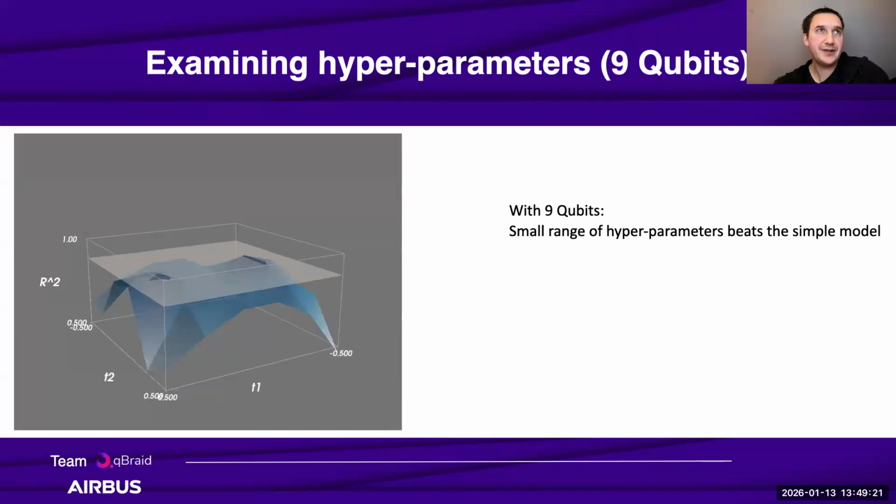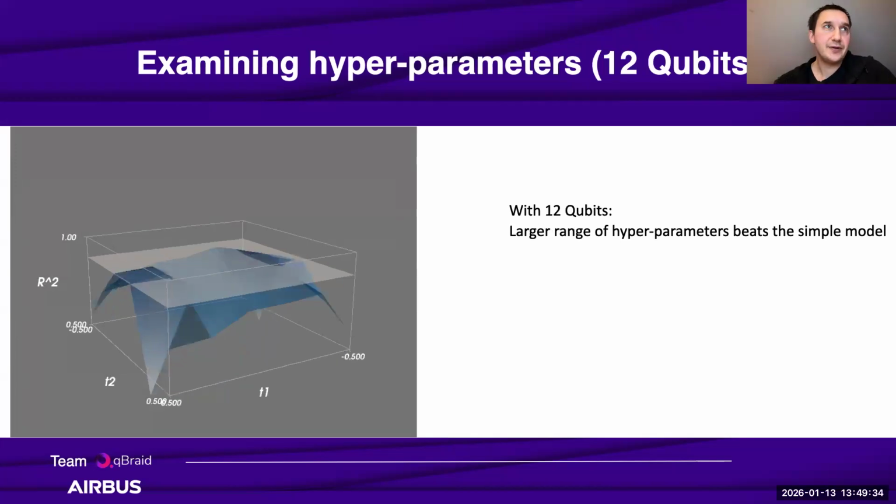When you go up to 9 qubits, there are a couple little islands that show up that do beat the simple model. So if you choose those, then it should work for many different systems. And if you go to 12 qubits, then you can see that this island grows a bit. So there's extra expressiveness that comes from adding more qubits to your system.